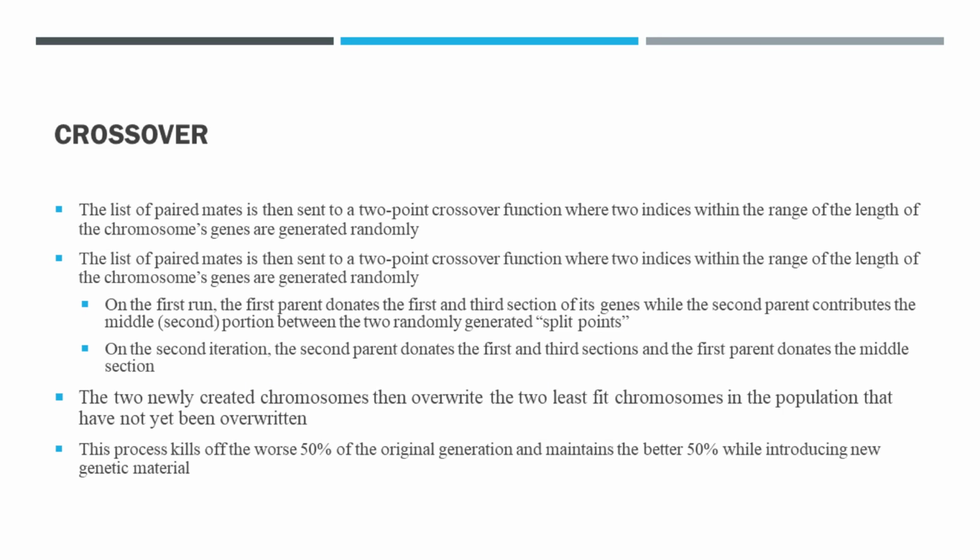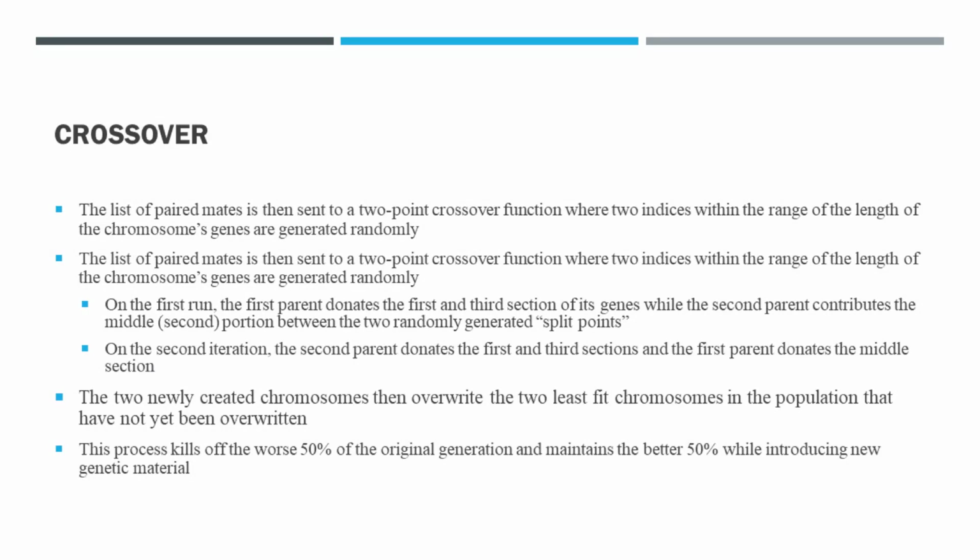After our mating function, we can continue with the reproduction process by going to the crossover function. Now here, the list of paired mates that we created is sent to a two-point crossover function where two indices within the range of the length of the chromosomes' genes are generated randomly. On the first run of the crossover function, the first parent donates the first and third sections of its genes, while the second parent contributes the middle second portion between the two randomly generated split points.